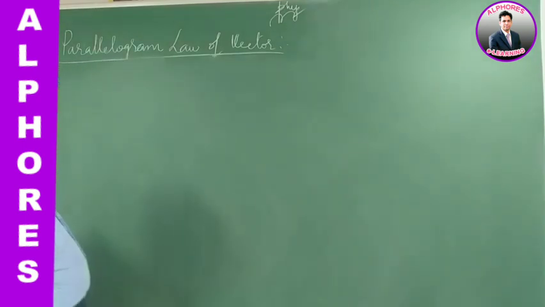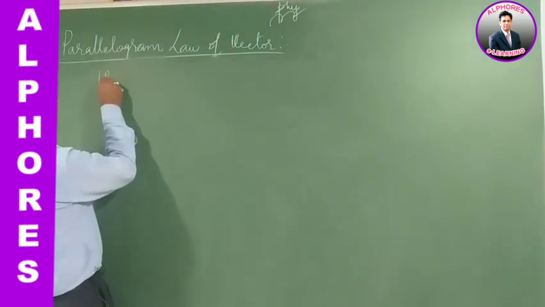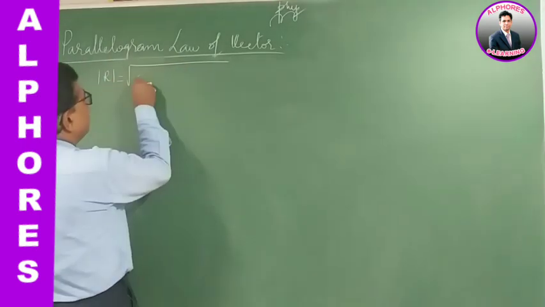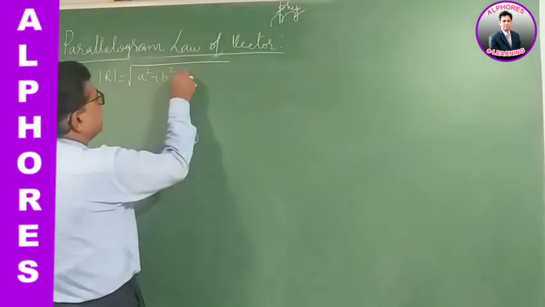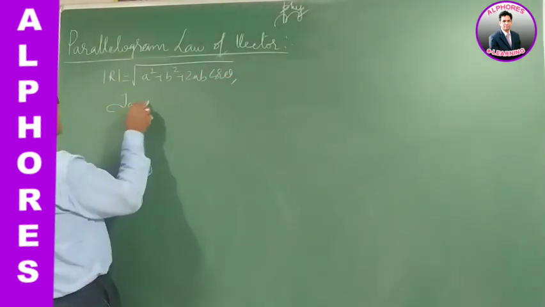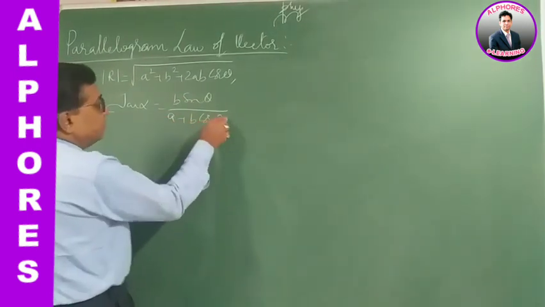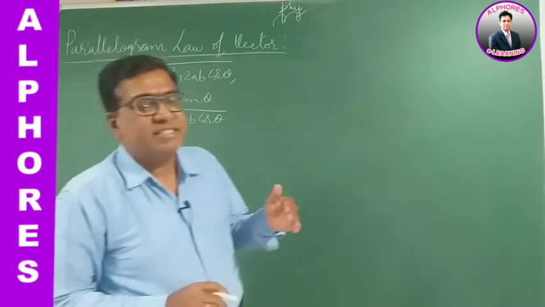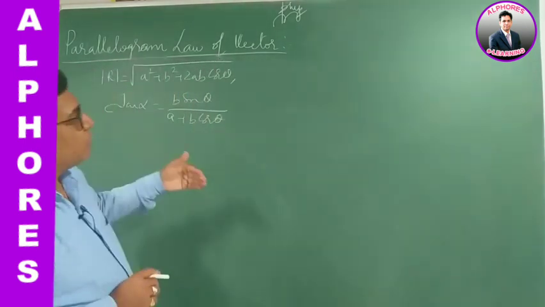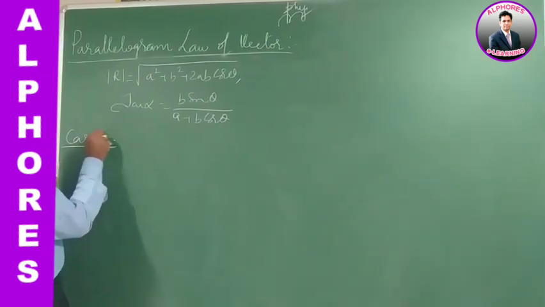Let us take up the important illustrations of the parallelogram law of vectors. So we have got the magnitude of the resultant as under root of A square plus B square plus 2AB cos theta. And the direction of the resultant, tan alpha, is B sin theta by A plus B cos theta. Now from this, let us have all the various cases based on the parallelogram law of vectors. Case 1 is very important from the entrance point of view.